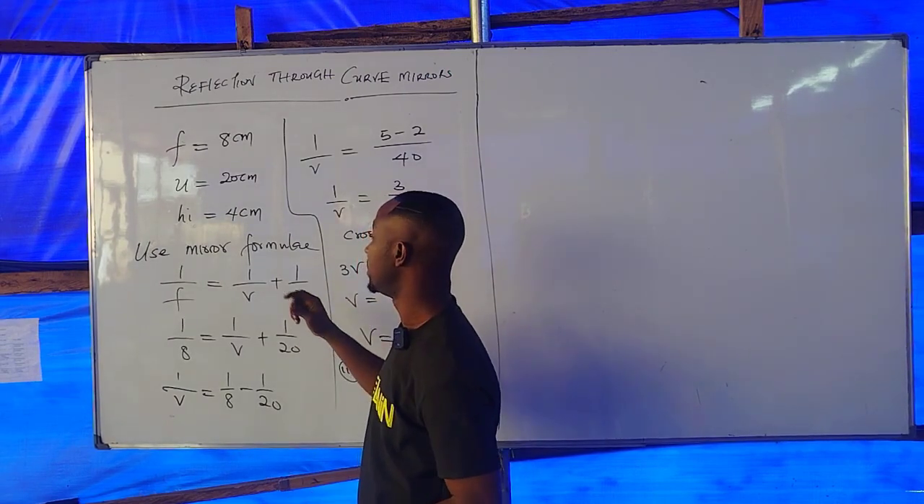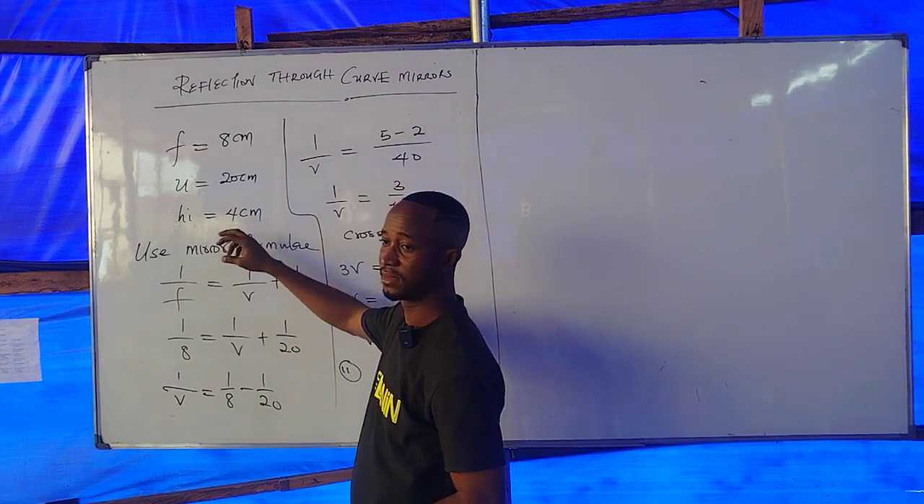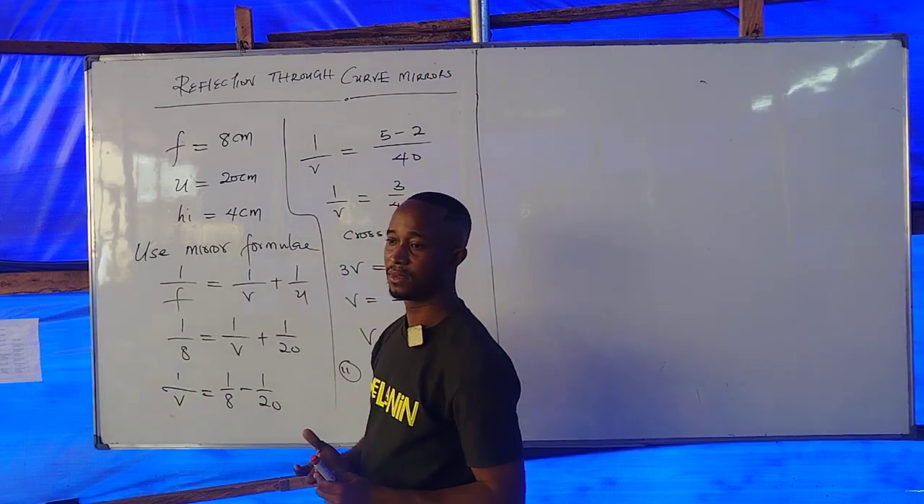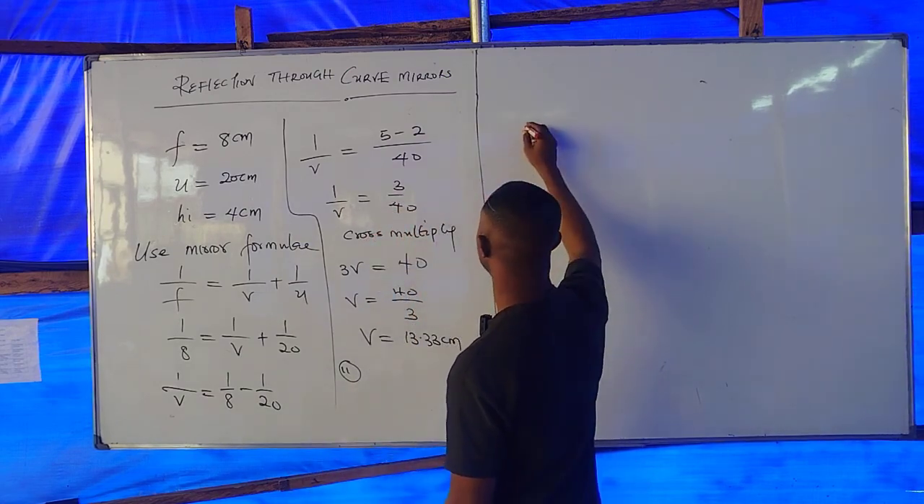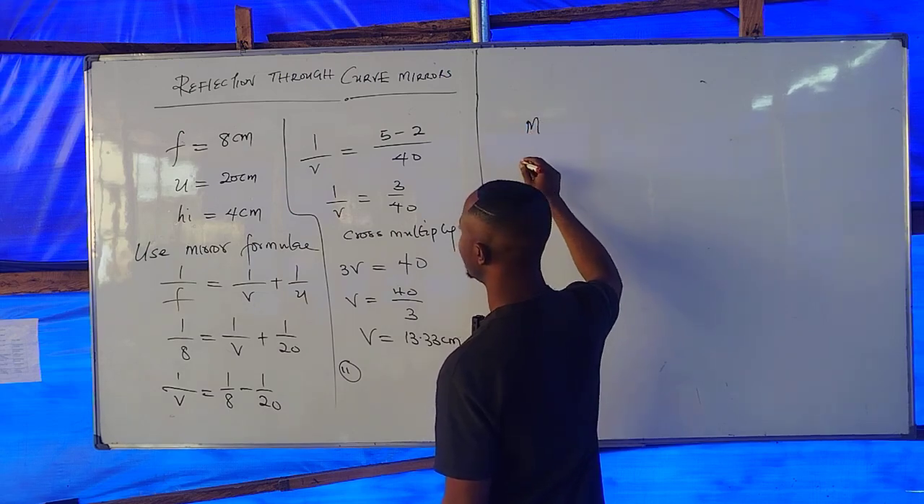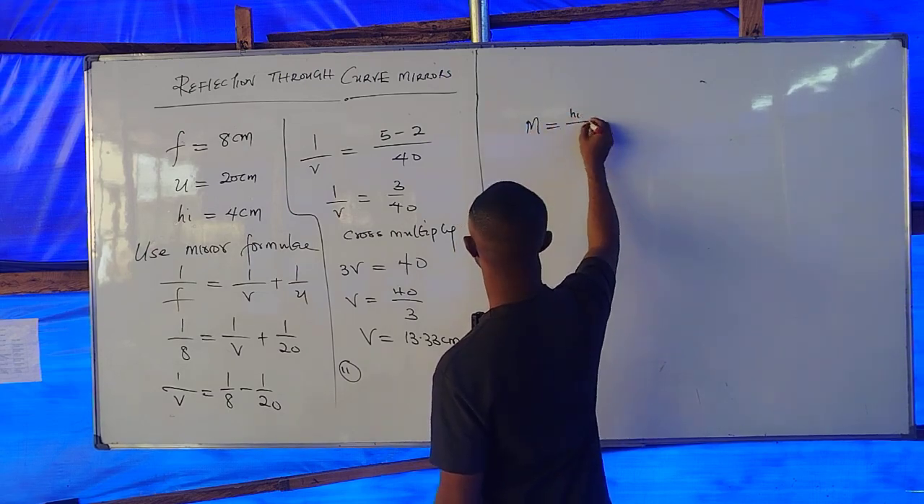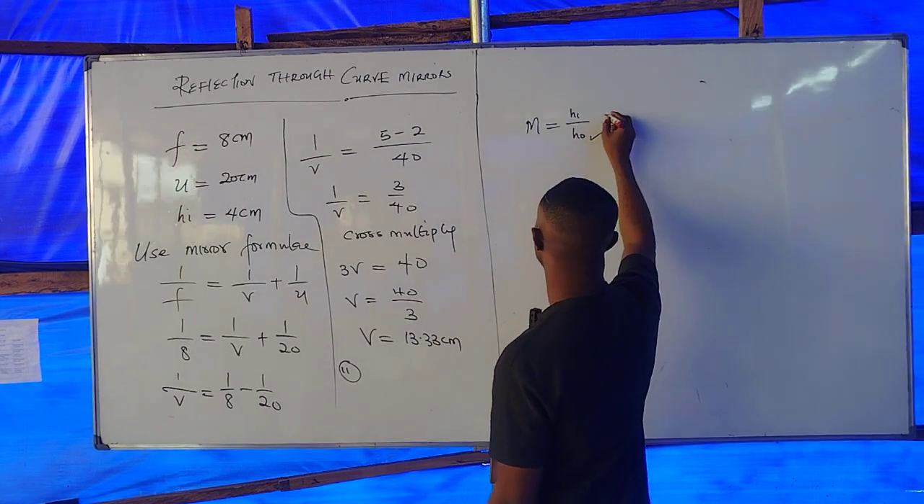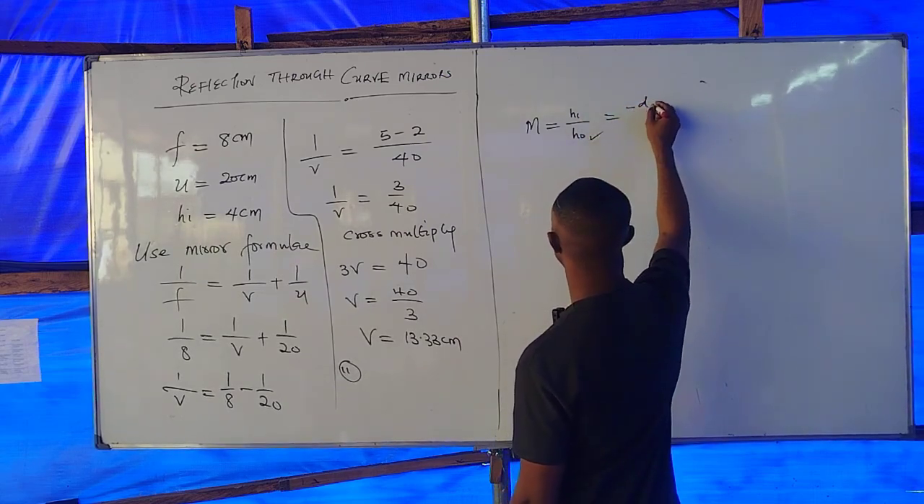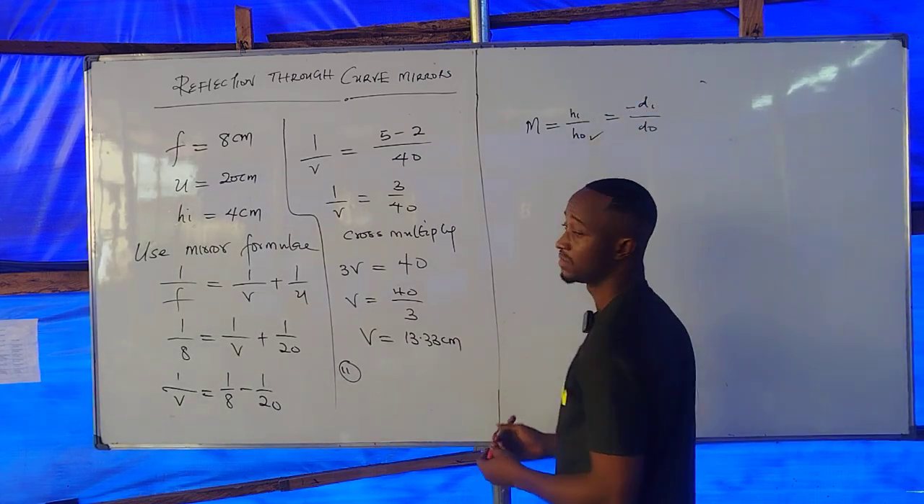Okay, if there's no height, how tall is the object? If you are asked to find how tall the object is, that would be HI over HO. I'm to find this, right? Don't forget that this is also equal to minus DI over DO.